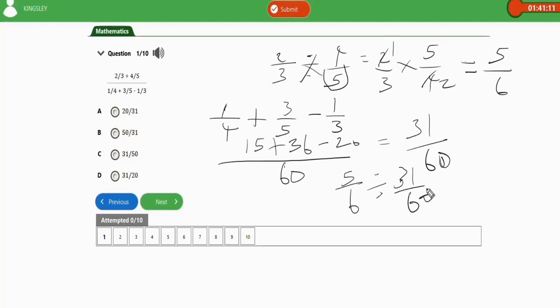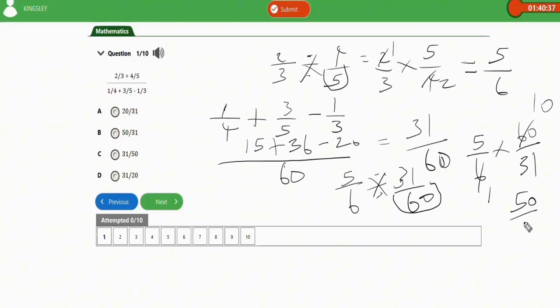31 over 60. So we still want to simplify further. What you're going to do now is change the division sign to multiplication and then invert what we have here. So you're going to have 5 over 6 times 60 over 31. 6 into 60 is 10. So the final result will be 10 times 5, which is 50 over 31. And that will be the answer to this question. The correct option is option B, 50 over 31.